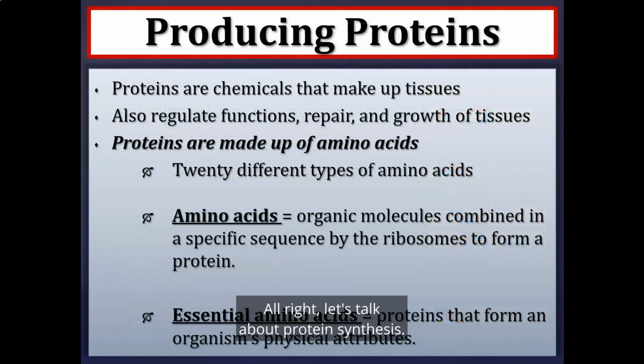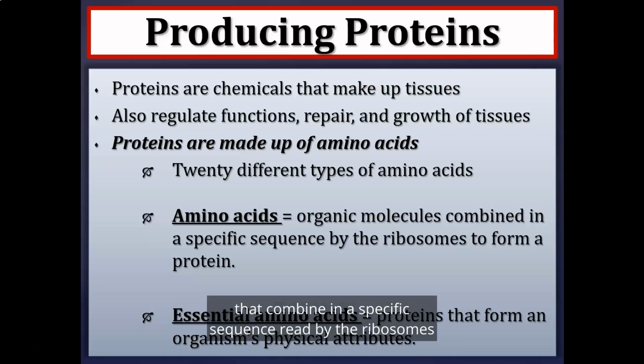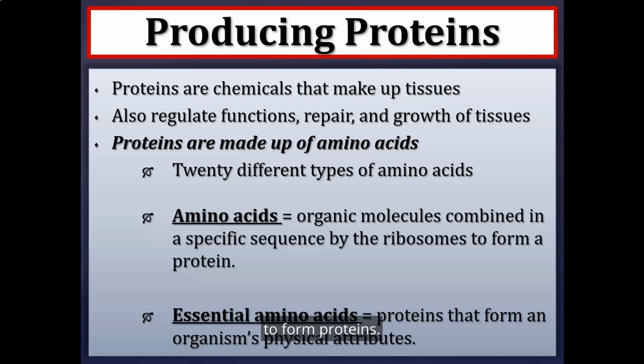All right, let's talk about protein synthesis. Proteins are the chemicals that make up our tissues. They also regulate functions, repair, and are responsible for the growth of our bodily tissues. Proteins are made up of amino acids. We have 20 different types of amino acids that will combine in various sequences to make specific proteins. Amino acids are organic molecules that combine in a specific sequence read by the ribosomes to form proteins. Essential amino acids form an organism's physical attributes, and some of these essential amino acids we must get from our diet.